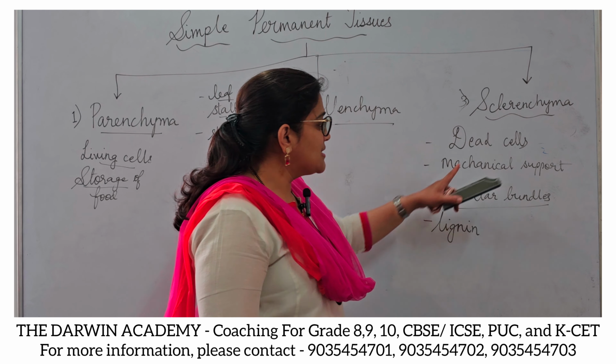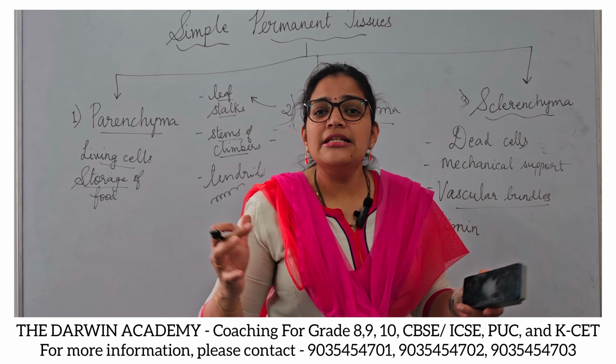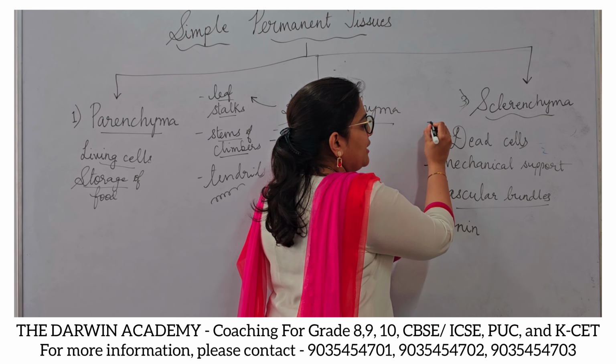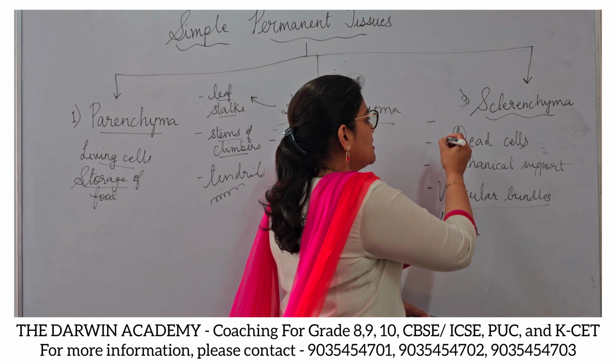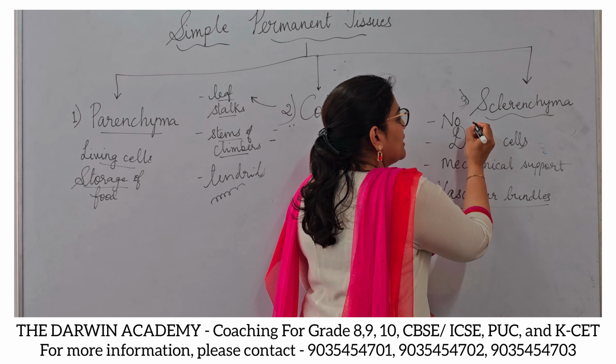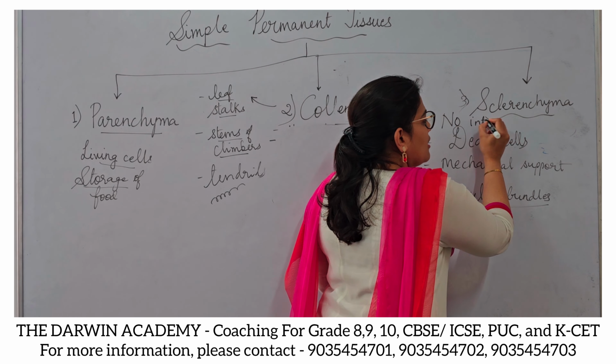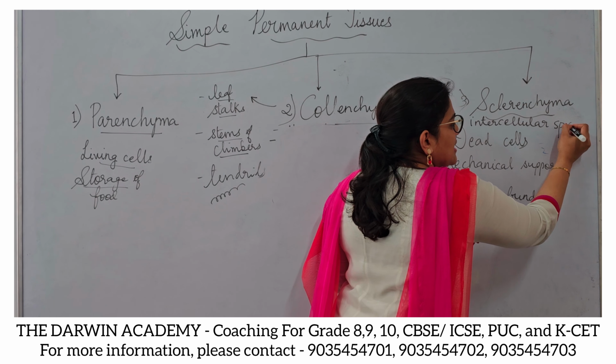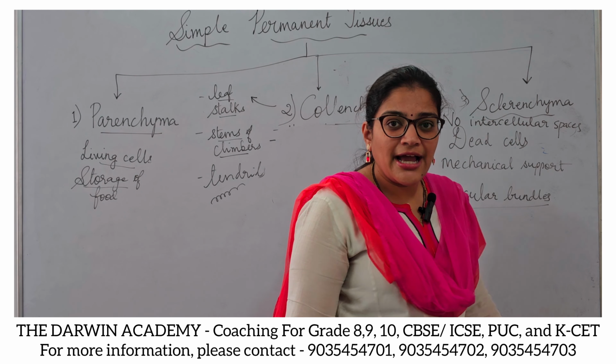And how are these cells arranged? The cells are compactly arranged without leaving any intercellular spaces. That means, just like collenchyma, there are no intercellular spaces between the cells of sclerenchyma.